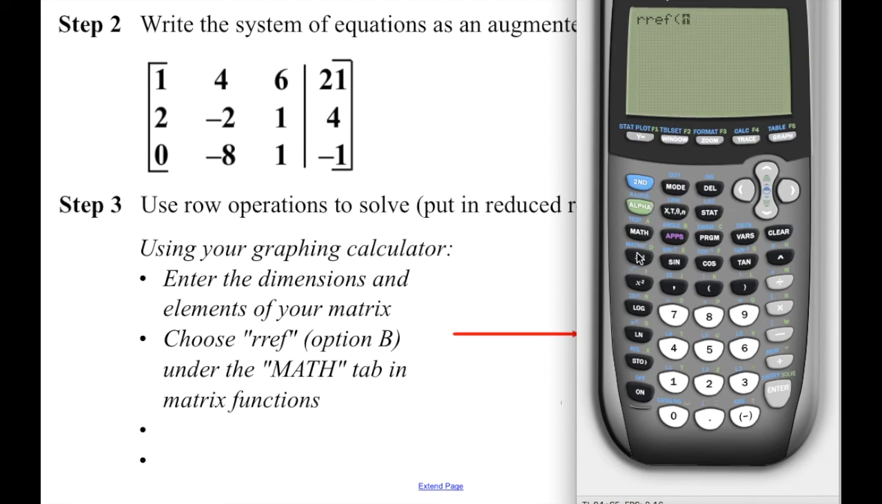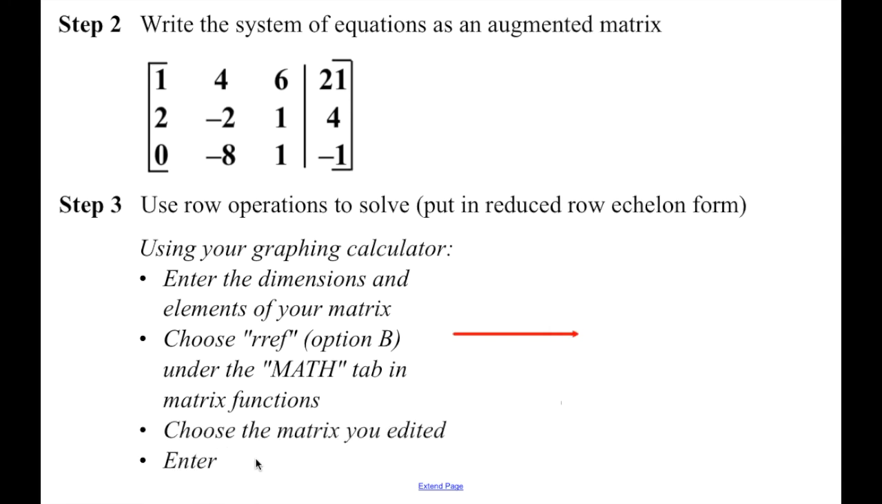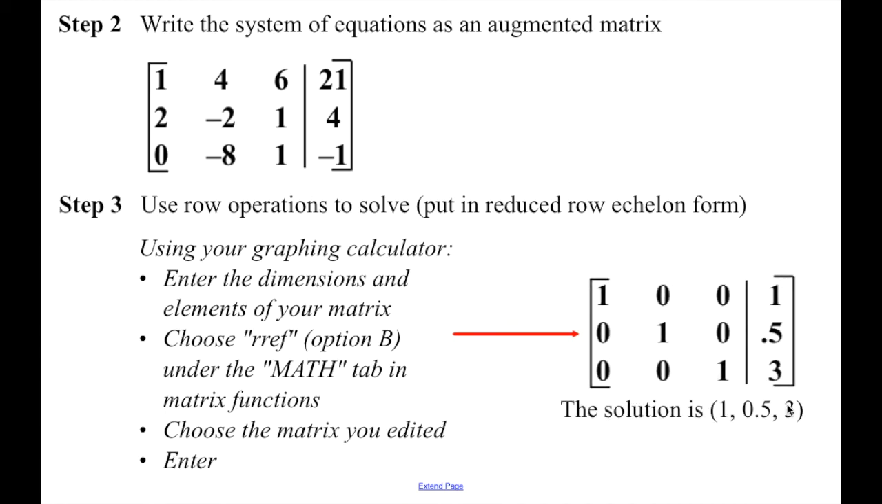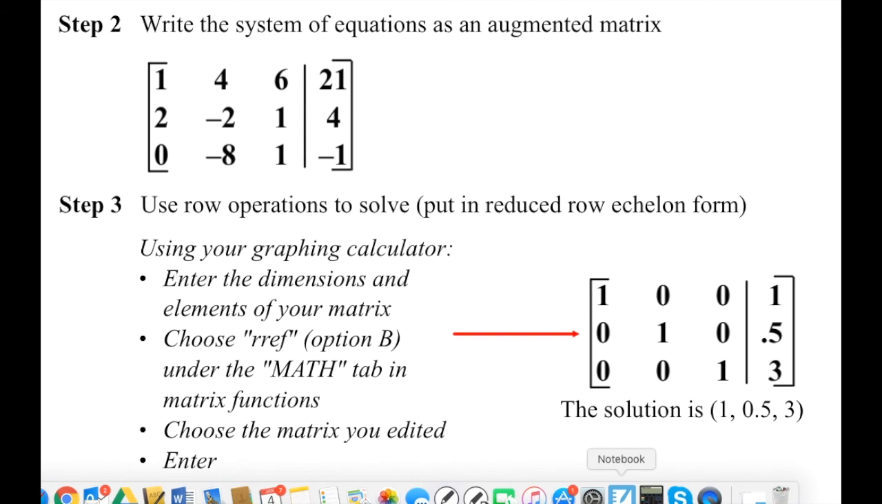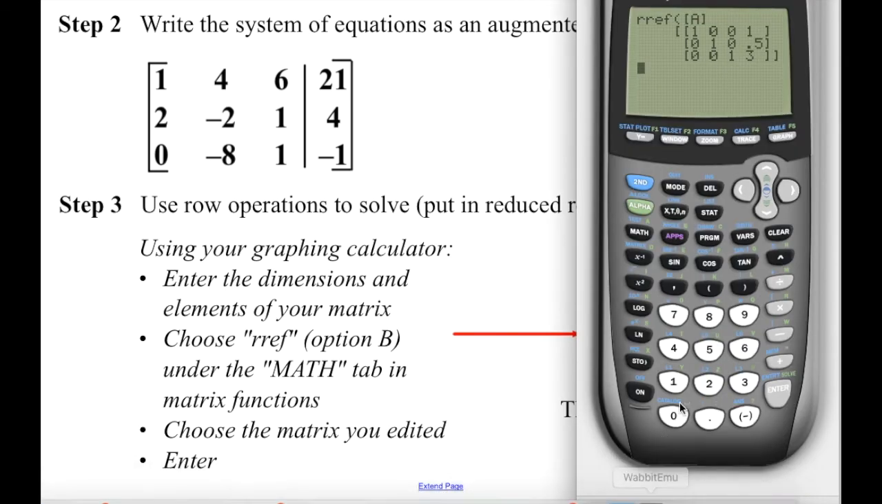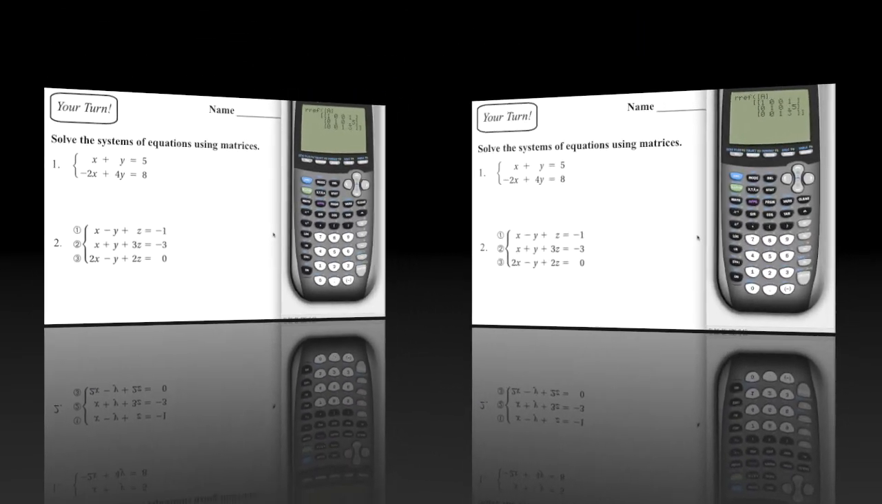And now we need to tell it what matrix we want. So again, go back to second matrix, and we are going to choose matrix A. It's already highlighted, so just hit enter, and then hit enter again. You can see that it chose matrix A, and now we just need to interpret our results. So what this says is, we chose the matrix that we edited, and we picked enter. Here are our results. This tells us the solution is x is 1, y is a half, z is 3. So that's how you interpret your solutions there, and here's the way it looks on your calculator.